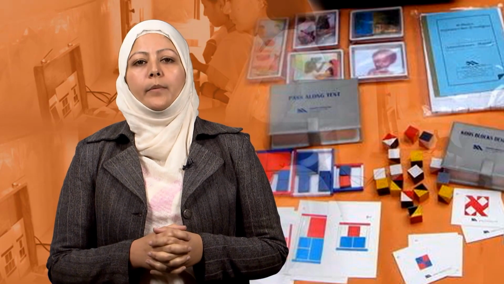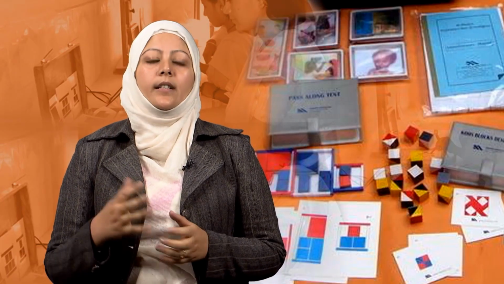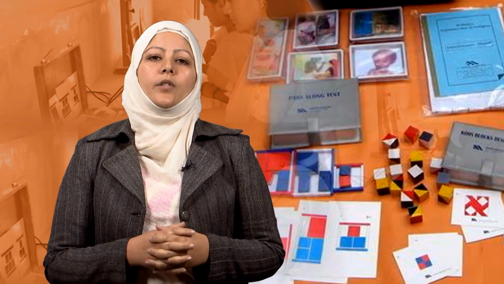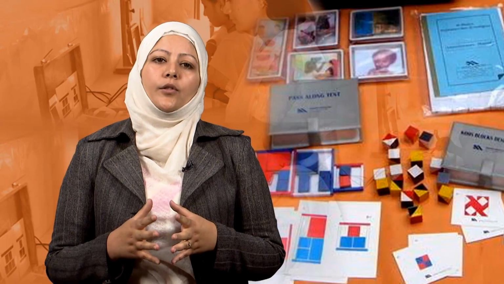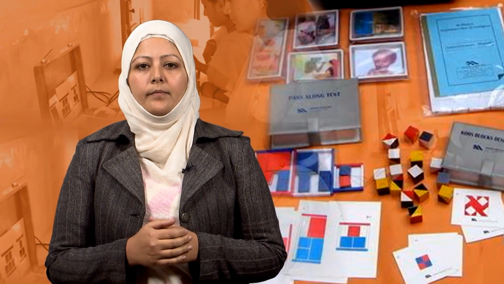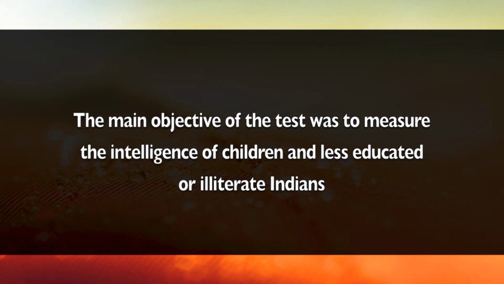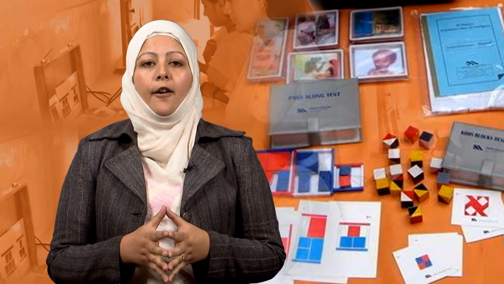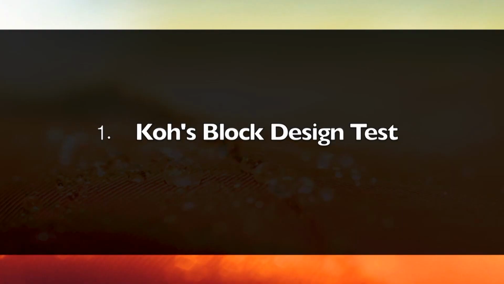Bhatia Battery Performance Test of Intelligence was constructed by C.M. Bhatia in 1955. This test was developed to test the intelligence of Indian population. The main objective of the test was to measure the intelligence of children and less educated or illiterate Indians. It includes 5 subtests, which are: first, Kohs block design test.